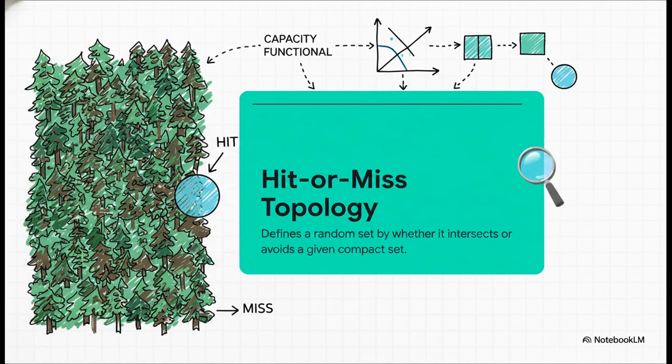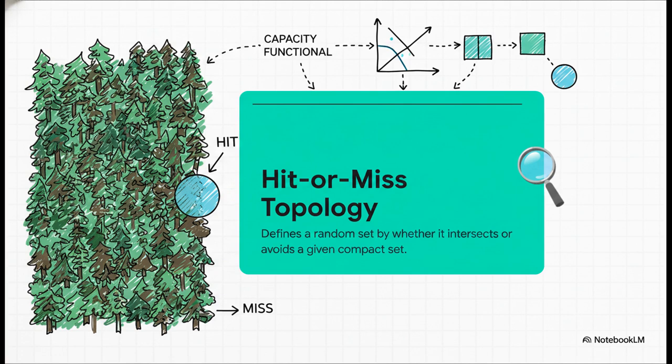But here's the catch. How do you actually mathematically measure this messy, overlapping canopy? Because standard probability kind of breaks down if you try to measure every single leaf and branch directly. Well, Matheron solved this by formalizing something called the hit or miss topology. Imagine you're flying a helicopter over the forest and you just toss a hula hoop down onto the canopy. That hoop is our test region.